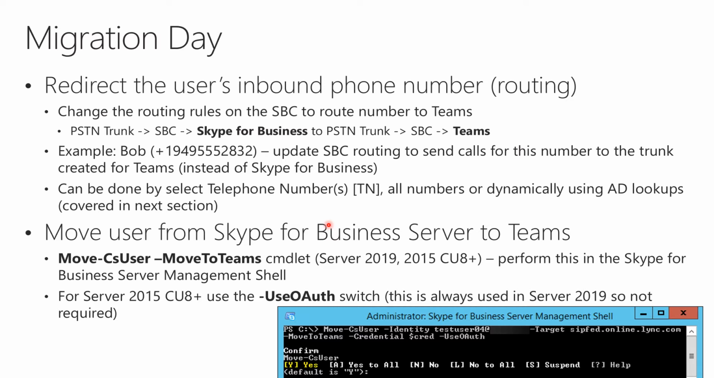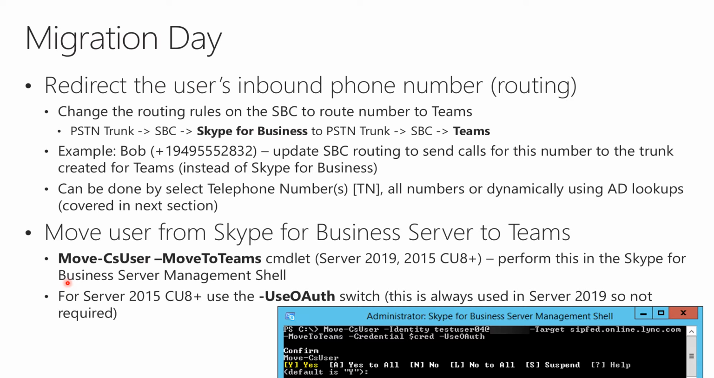Now, additionally, as we're making changes on the SBC for routing, we actually have to move the user into Teams. And that's accomplished by using the cmdlet that you see on the slide here. Move-CsUser with the -MoveToTeams parameter. Now that MoveToTeams parameter is only available in Server 2019 or Server 2015 CU8 and higher. So you need to make sure that you have, at the very least, an administrative workstation that has these versions of the administrative tools on it, if not actually having your servers upgraded to these particular versions.